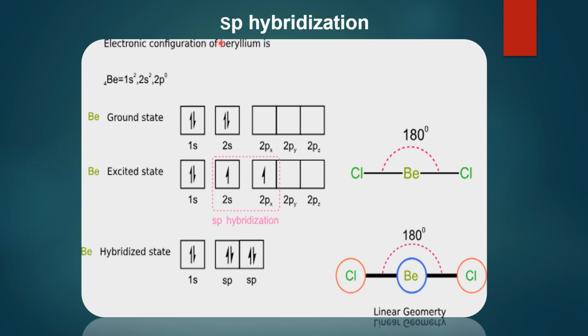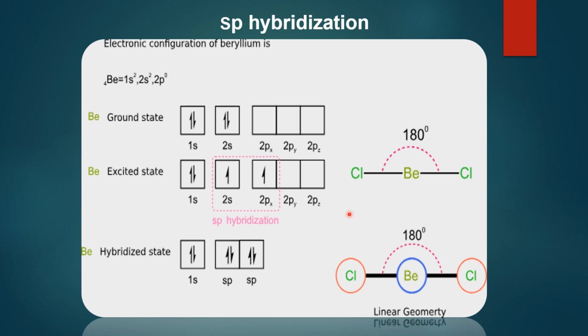The first type of hybridization is sp hybridization. What is sp hybridization? One s atomic orbital and one p atomic orbital get hybridized to form 1 plus 1, 2 sp hybrid orbitals, which is known as sp hybridization. In sp hybridization, the s character is 50% and the p character is 50%. The applied example for sp hybridization is the beryllium dichloride molecule.